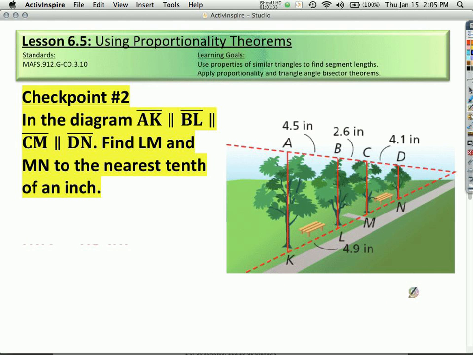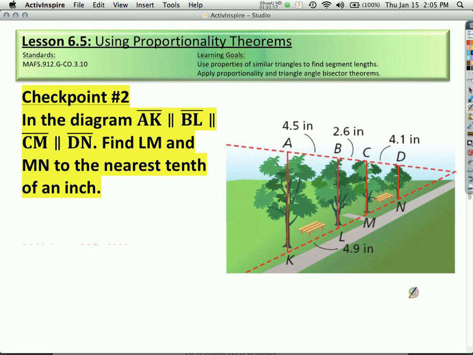I would like the measurements of LM and MN to the nearest tenth. You've had an opportunity to explore and discuss with your team. Let's see how we did. I've got students 4, 5, 8, and 16. Student number 4, what'd you get? LM equals 2.8 and MN equals 4.5.